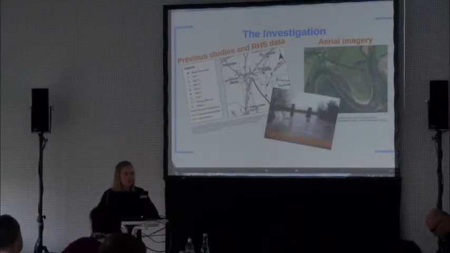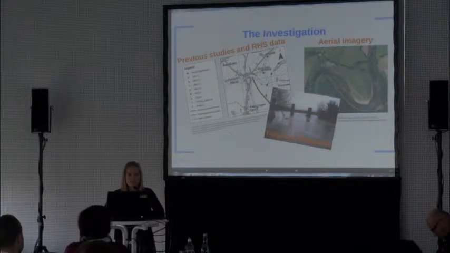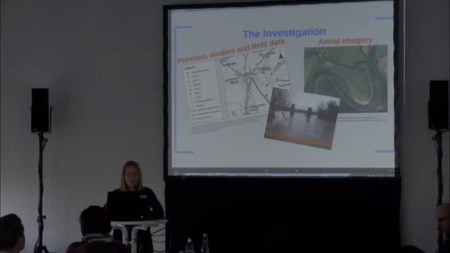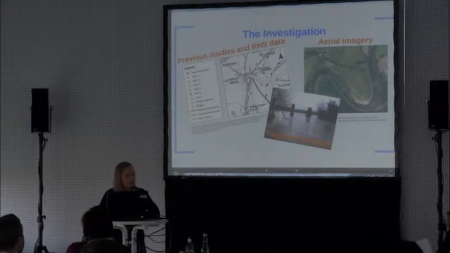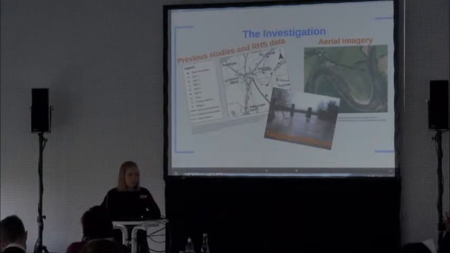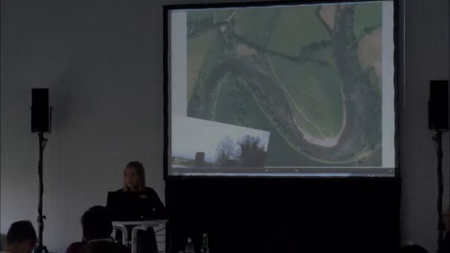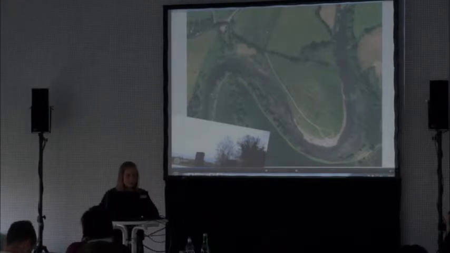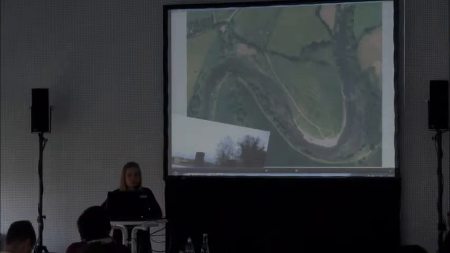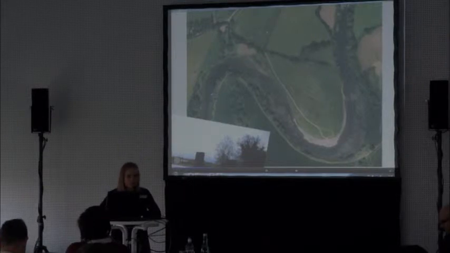So our investigation drew on previous studies, such as Natural England's condition assessment, the landscape character areas, that has a lot of information on ecosystem services, Halcrow's 2012 fluvial audit, and the Environment Agency's RHS River Habitat Survey data from 1995 to 2008, and we plotted that into ArcGIS. We took the aerial imagery and looked at the different functions from the forms that we observed, so you can see a point bar. We also explored the land use pressures in the catchment from that: absence or narrow buffer strips, and also channel modifications.